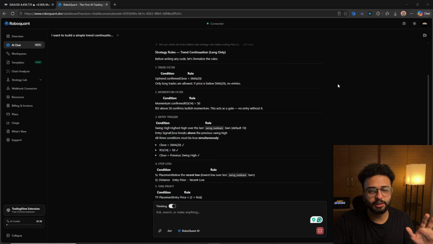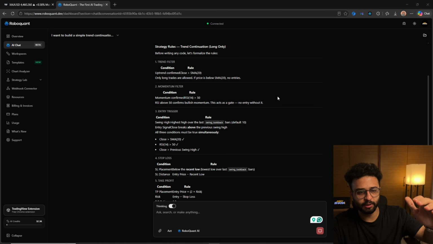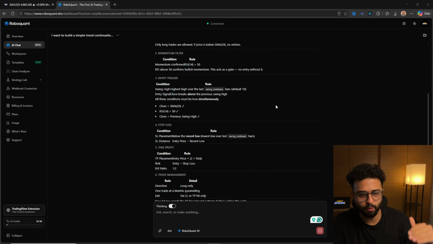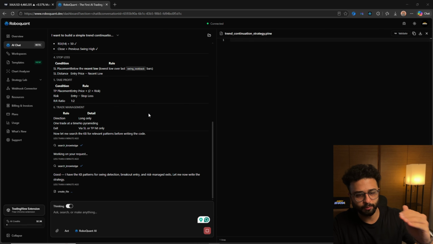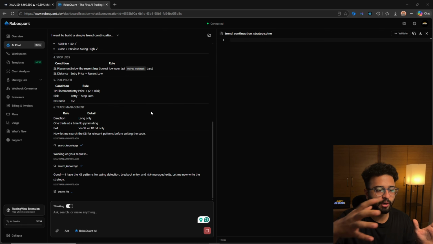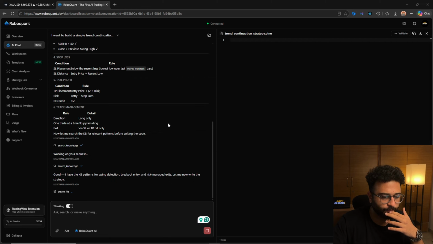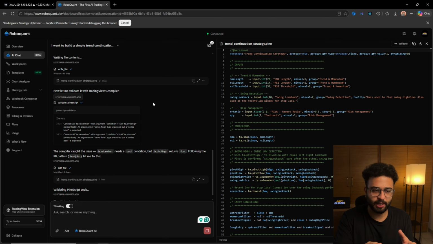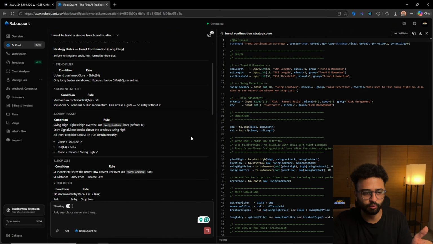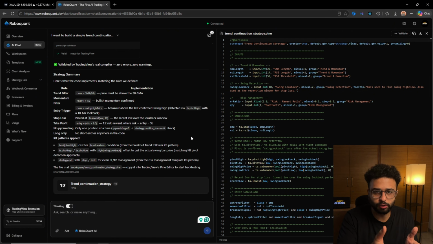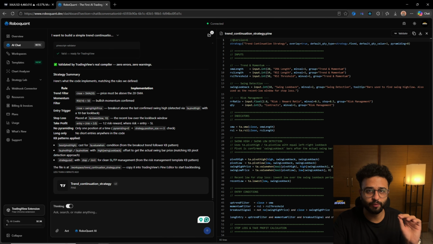All right. So it has given us a few rules. It has given us the trend filter, the momentum filter, the entry trigger, stop loss, take profit. Now this part is very important because before I ask the AI to just give me the code and run it on TradingView, I want the AI to just explain the rules to me. Because if the rules don't make sense, the code will also not make sense. A lot of traders jump straight to automation, but the logic needs to be clear.